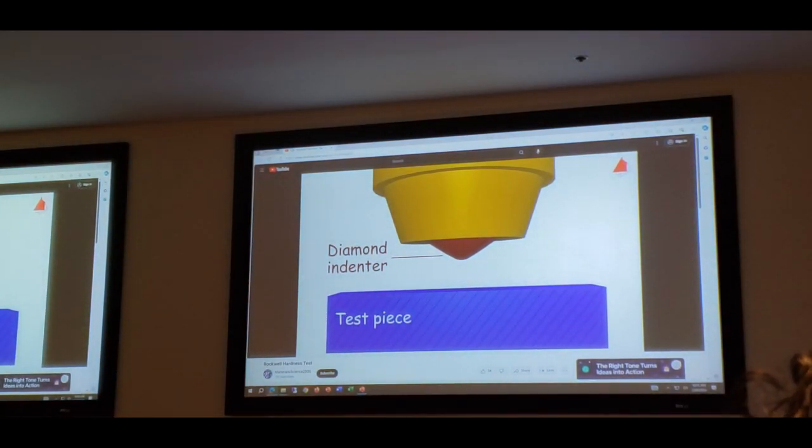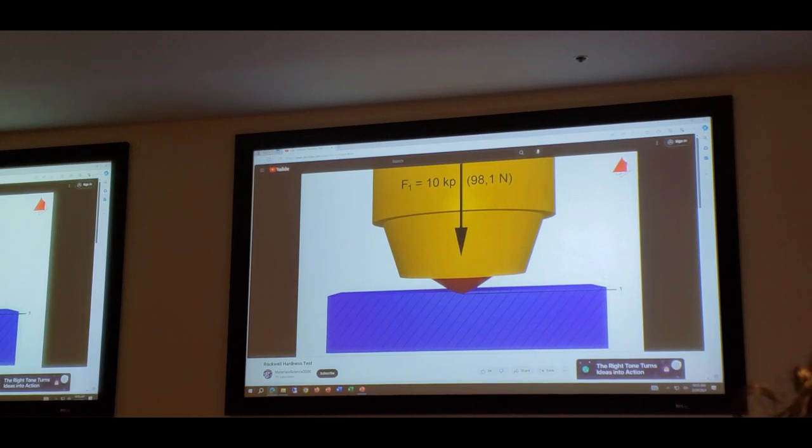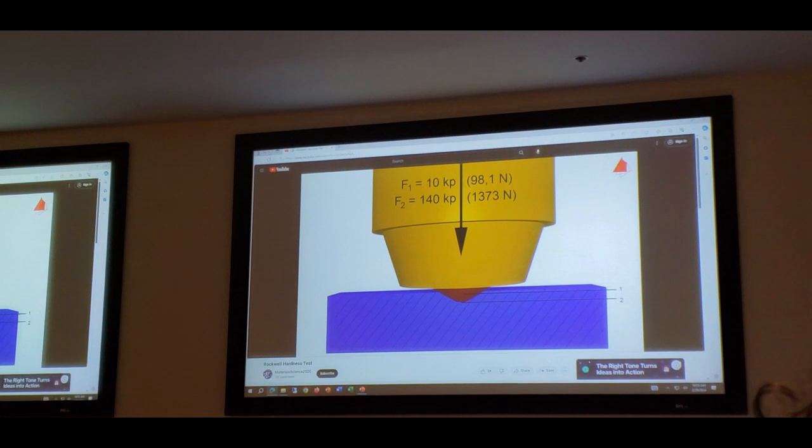In step 1, the diamond cone is pressed onto the test piece surface with a minor force of 10 kilopons. The depth of indentation under this preliminary load is the reference point. In step 2, the test force is increased by 140 kilopons, which is acting as the major force. This means that an overall force of 150 kilopons is now acting on the indenter, and this force is held for a certain time. In step 3, the major force is removed again. While the minor force is still acting, the permanent increase in depth of indentation E is measured.